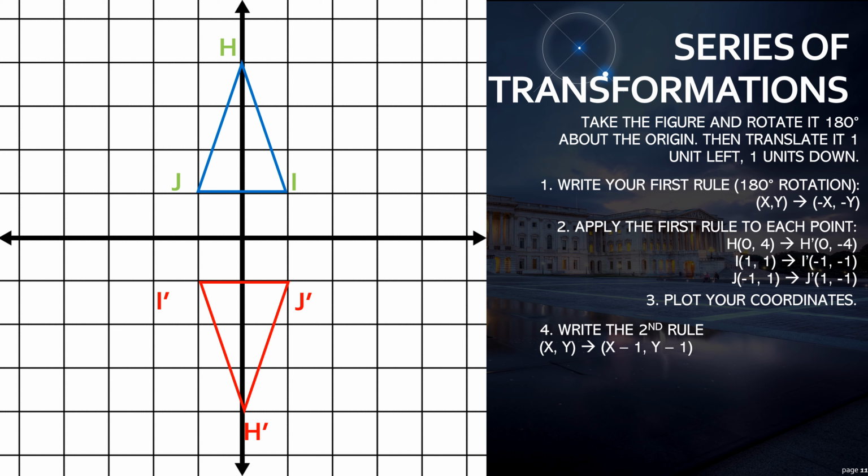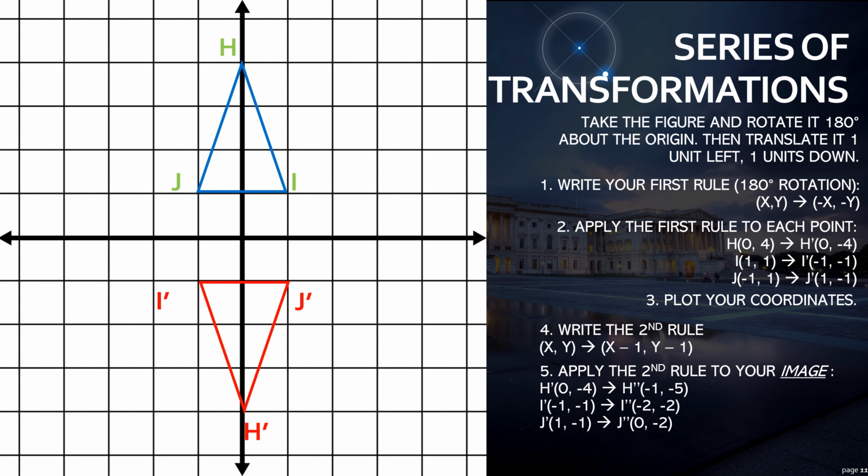So you want to write your second rule out, right? So just write the general rule for a translation, 1 unit left, 1 unit down. And then take your first image coordinates and apply that rule. So you're going to take your first image coordinates and apply the second rule.